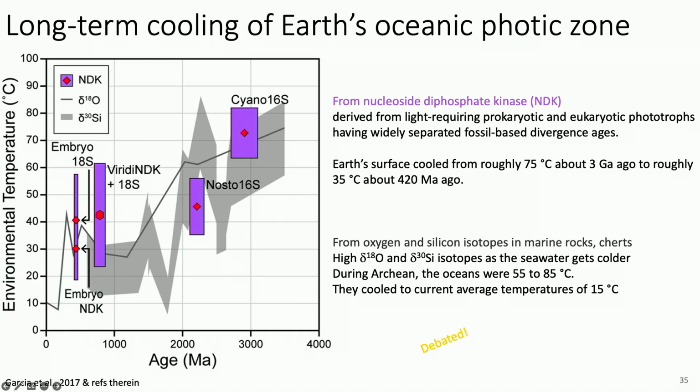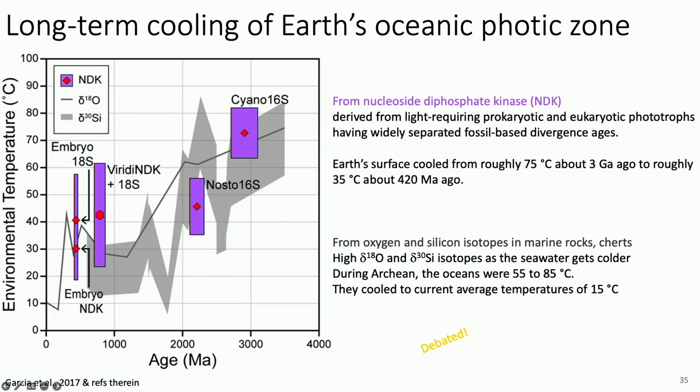The long term cooling of the ocean, that's a debated topic. Here, that's a paper by Garcia. So where we have here represented as a function of time 3 kinds of information: the oxygen isotopes, the silicon isotopes, and also a biochemistry study that analyzed the nucleoside diphosphate kinase from a number of samples from light requiring prokaryotic and eukaryotic phototrophs that are very widely spread in terms of their divergence age. So go back to the Tree of Life lecture that we had yesterday.